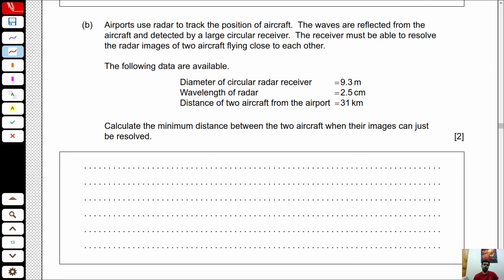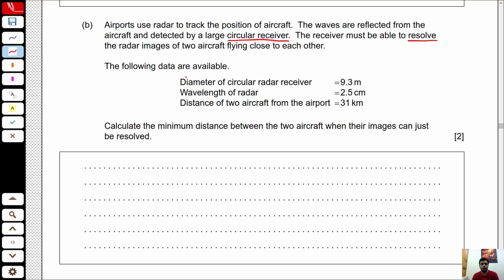Airports use radar to track the position of aircraft. The waves are reflected from the aircraft and detected by a large circular receiver. So the circular receiver is like a circular aperture. The receiver must be able to resolve, so it's a problem of resolution, the radar images of the two aircraft flying close to each other.